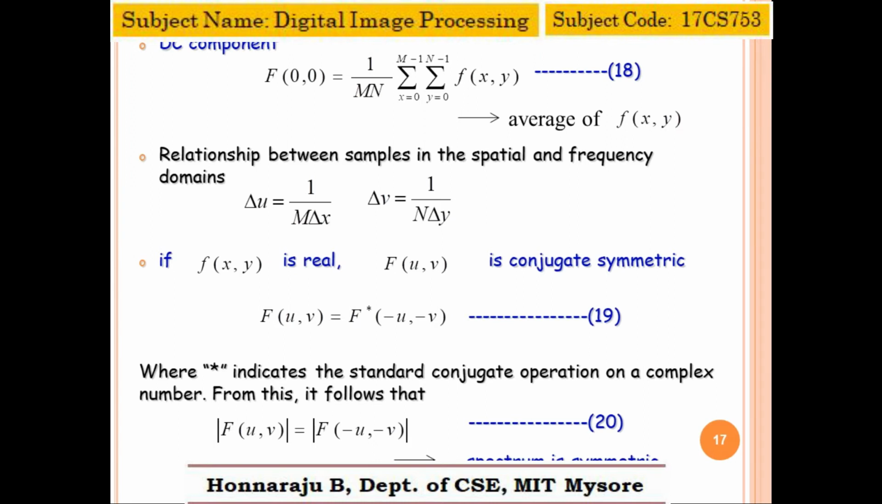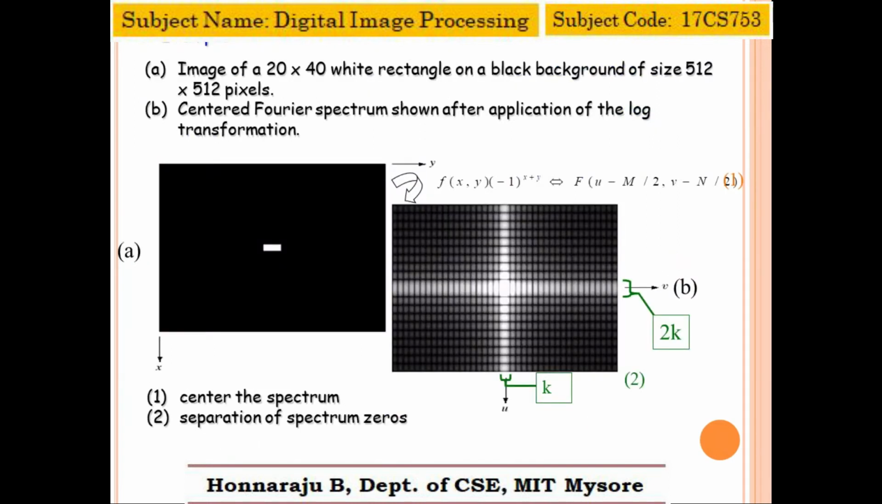So if f(x,y) is real, then F(u,v) is conjugate symmetric. So F(u,v) is equal to F star of (minus u, minus v), where star indicates the conjugate operation on a complex number.